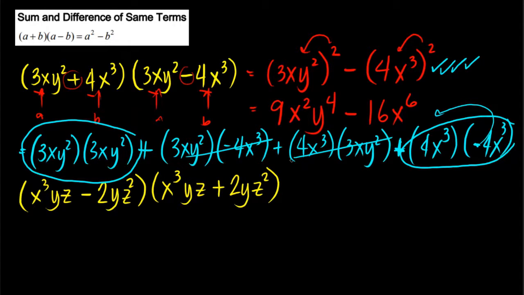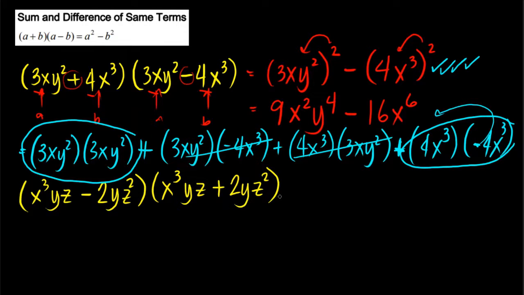So, don't mind it too much. If you see that you have binomials, look, the first terms and second terms are the same, and the signs are plus and negative, go ahead and use sum and difference of same terms. Make sure the signs are plus and minus.